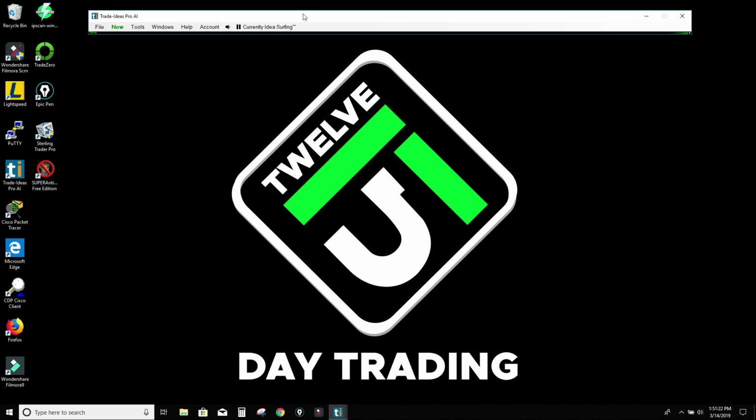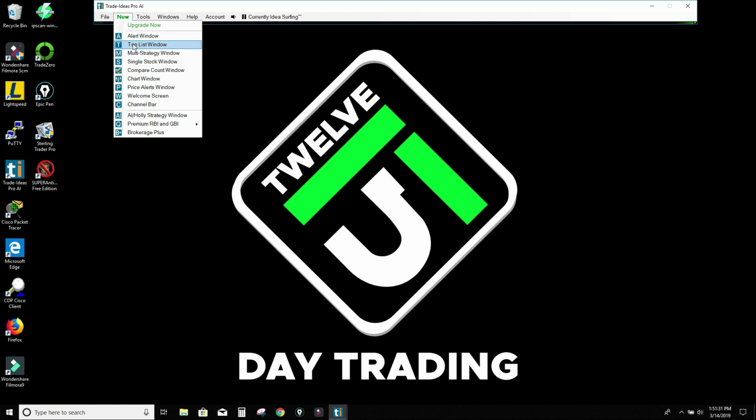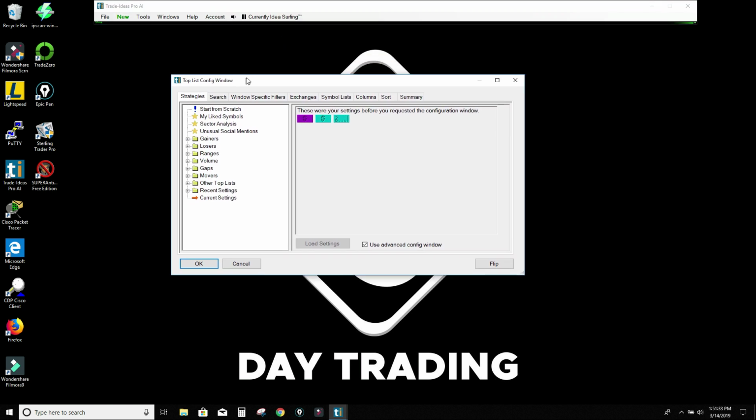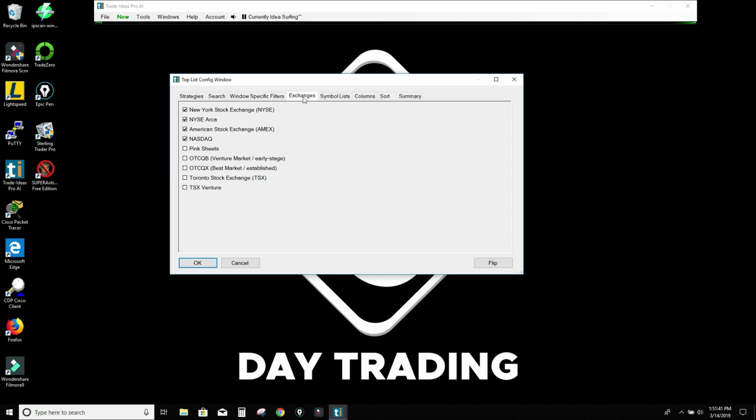So what we're going to do is come up to our window here that Trade Ideas gives you and click on New, and then click Top List Window. This little configuration window is going to come up. First thing I like to do is click on exchanges, so this exchanges tab right here, and just make sure that these 4 exchanges are checkmarked, because these are the stocks that you want to be trading, the stocks that are listed on these 4 main exchanges.